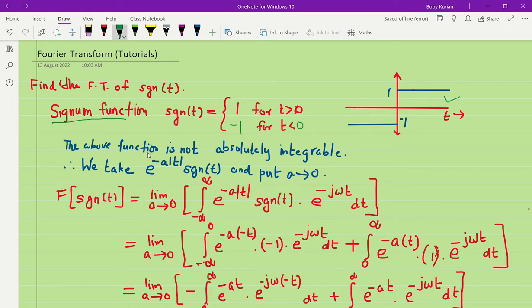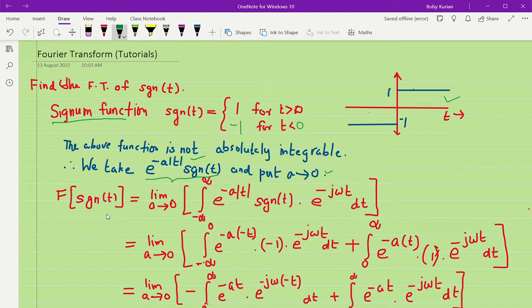Now this function is not absolutely integrable, so we will take e power minus a mod t into sgn of t. So we will take this function and we need to put a equal to 0. In this function, when a equal to 0, that will become e power 0, which is equal to 1. So we have to use this idea in order to find the Fourier transform of sgn of t.